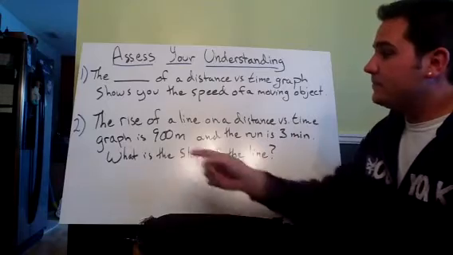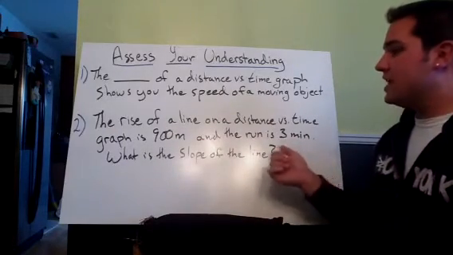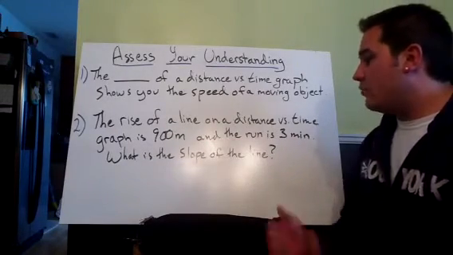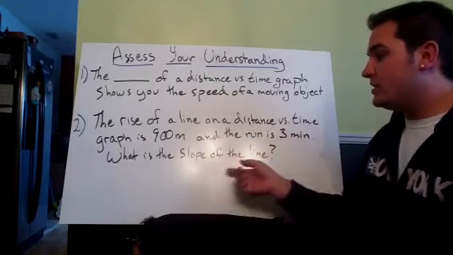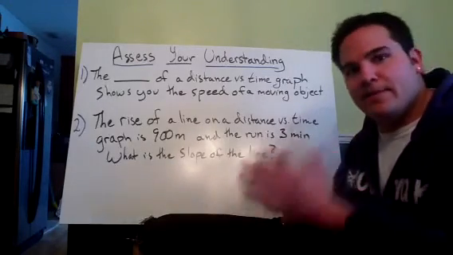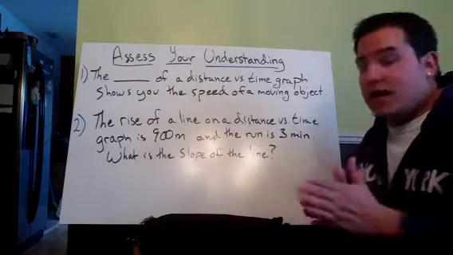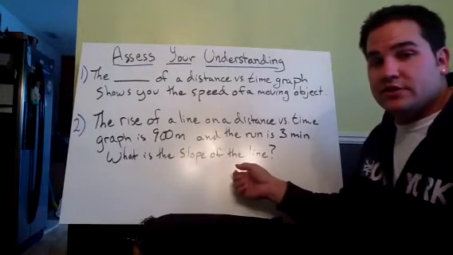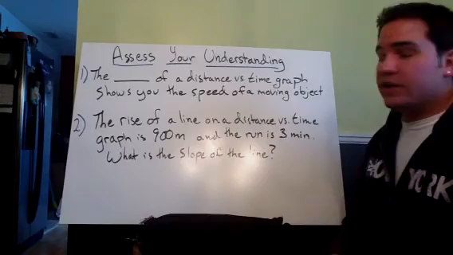Second question, the rise of a line on a distance versus time graph is 900 meters. And the run is 3 minutes. What is the slope of the line? Again, hit pause, go back in the video, take a look at how you would do this. This is a calculation. And that's how you're going to assess your understanding.